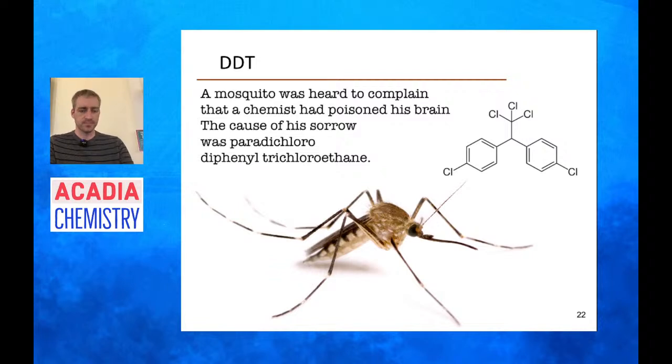So this is my limerick for DDT. A mosquito was heard to complain that a chemist had poisoned his brain. The cause of his sorrow was para-dichloro-diphenyl-trichloroethane. And that's the chemical name for DDT. So I guess that's where the name comes from. It's an abbreviation of the chemical name.